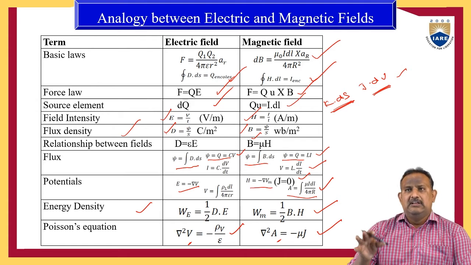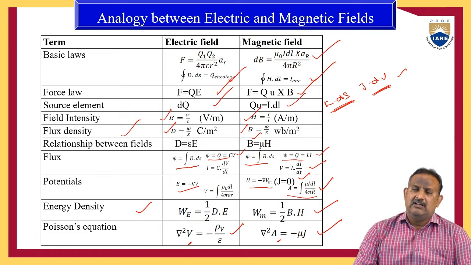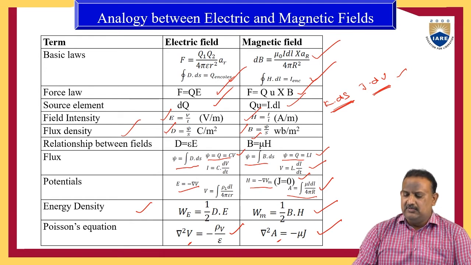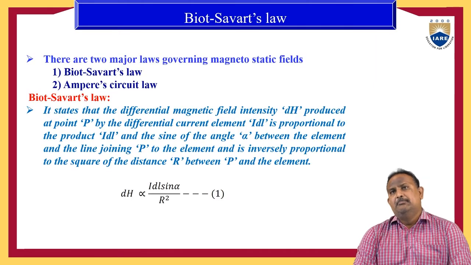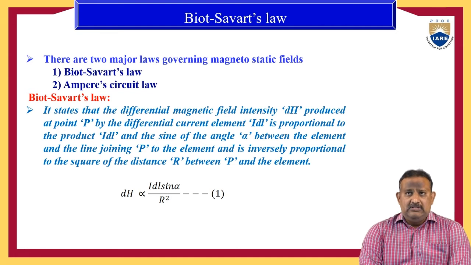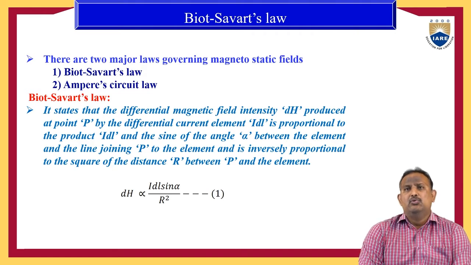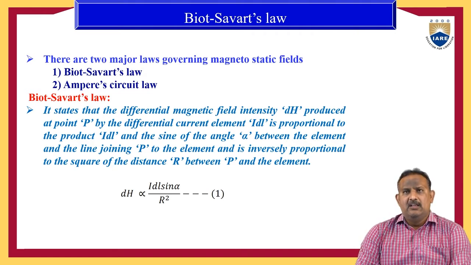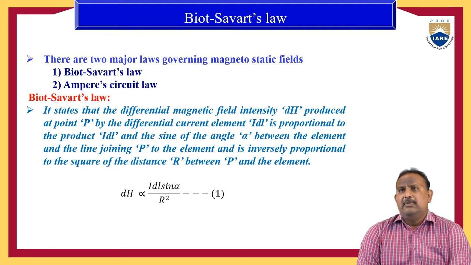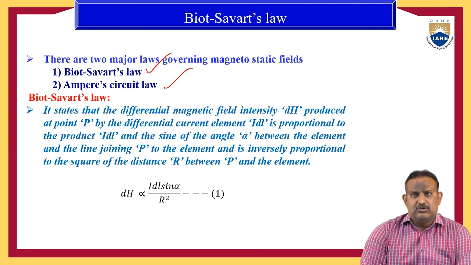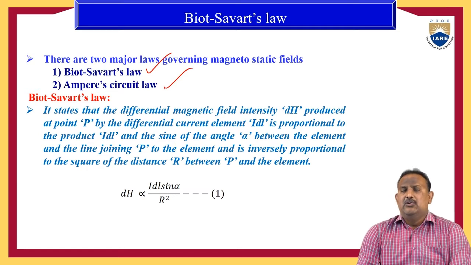Now we will discuss the laws available in the magnetic field, the different flux relations and applications of the magnetic field. Now I am going to discuss Biot-Savart's law. Same as in the electric field, where the total electric field is governed by two laws, Coulomb's law and Gauss law, there are two major laws governing magnetostatic fields: Biot-Savart's law and Ampere's circuit law. First we will discuss Biot-Savart's law.